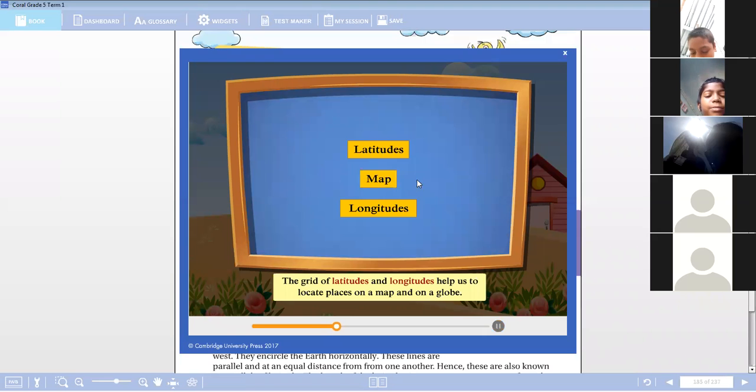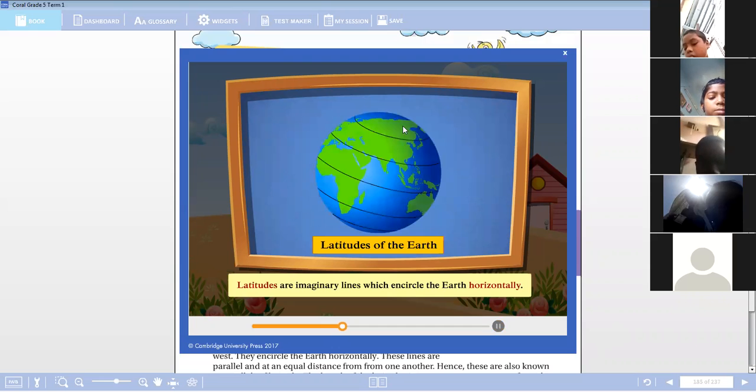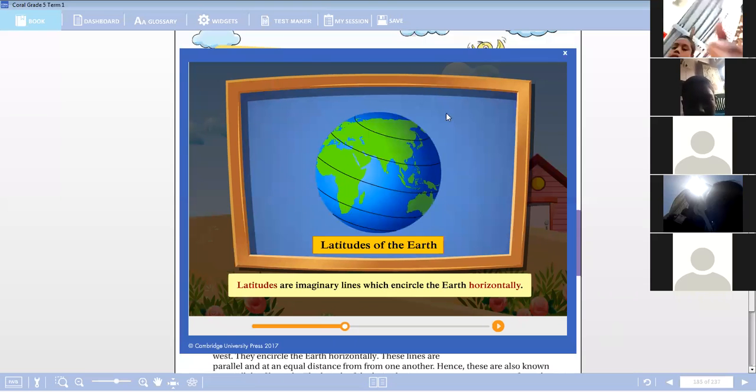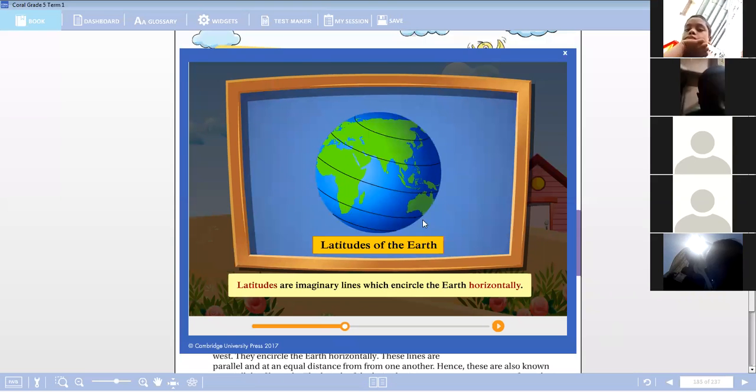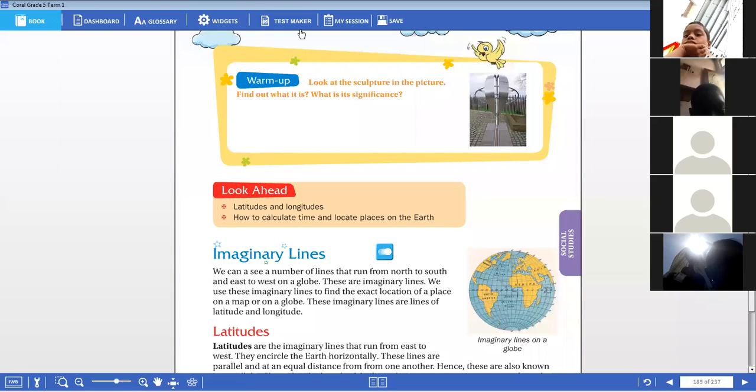These are the two imaginary lines which help us to locate a place easily. See, children, these horizontal lines are called latitudes. They have given some of the important latitudes, but further in the lesson you will come to know about it, children.